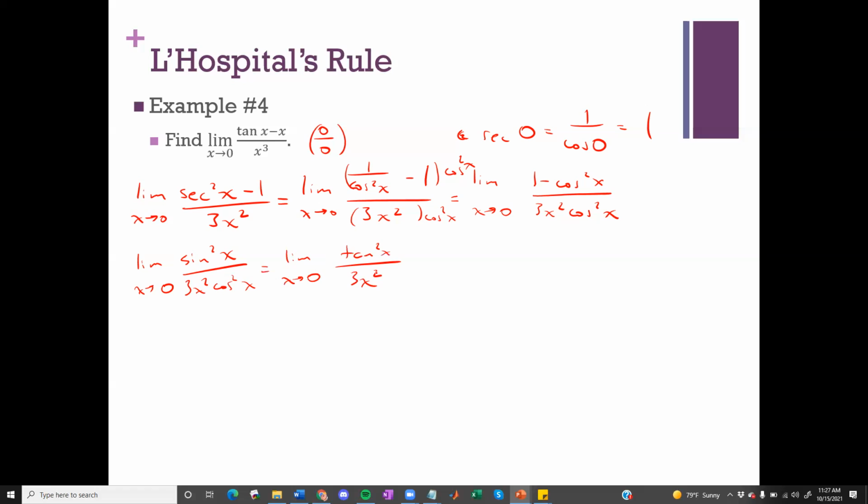Is that an indeterminate form? Still 0 over 0, right? Let's try this thing again. What is the derivative of tangent squared? It's not as simple as secant squared or secant to the fourth or something. You've got to use the chain rule.